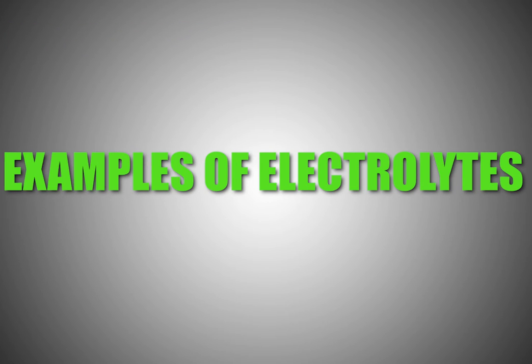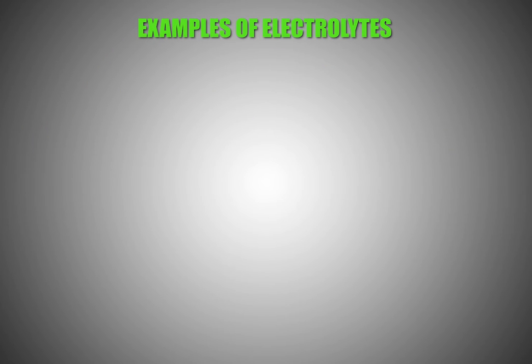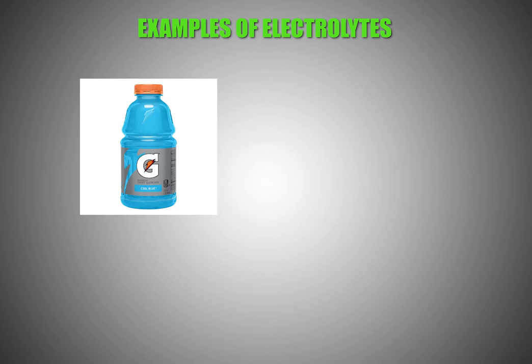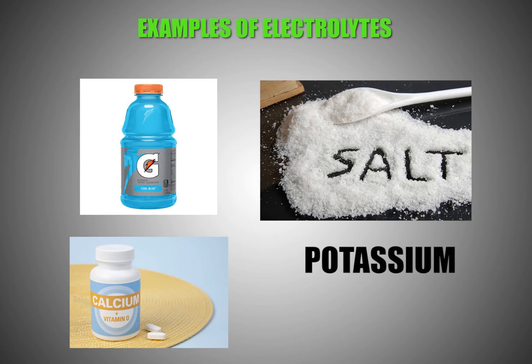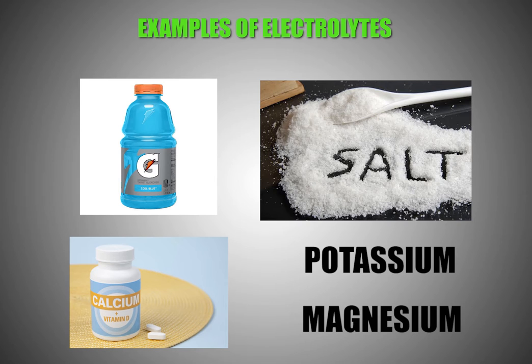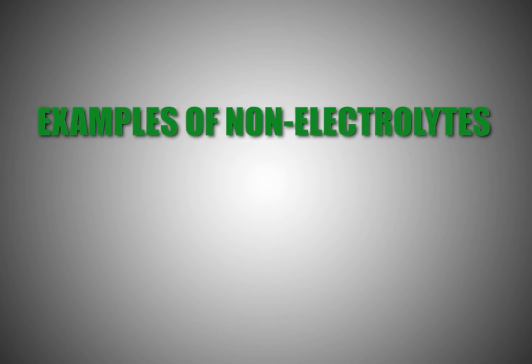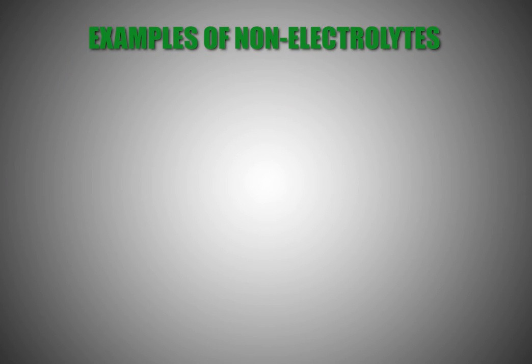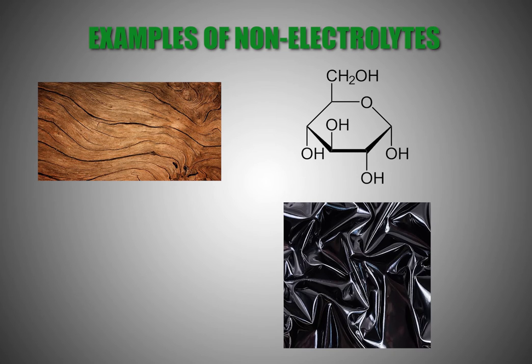Ngayon, ito naman ang mga halimbawa ng electrolytes. So, as I said earlier, sports drinks have electrolytes. One example is Gatorade. Other examples are salt, calcium, potassium, and magnesium. All of these, when dissolved in water, break into ions. And here we have some examples of non-electrolytes, or substances that do not break into ions when dissolved in water. So we have wood, glucose, latex, and ethanol.